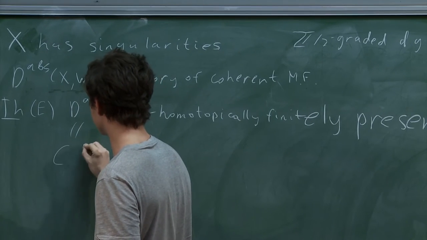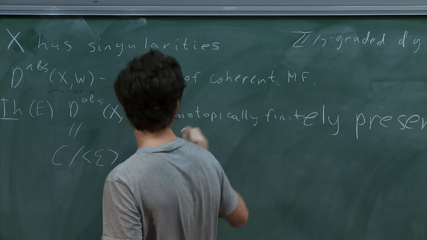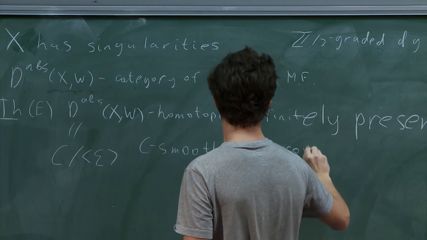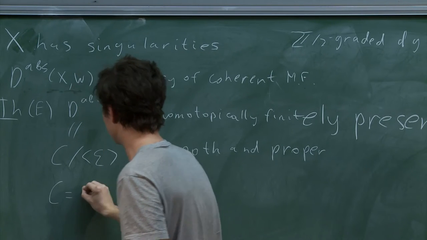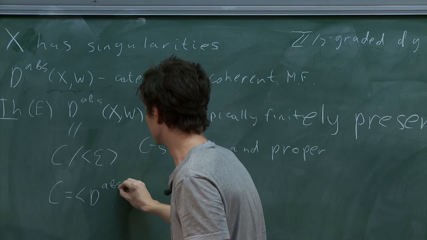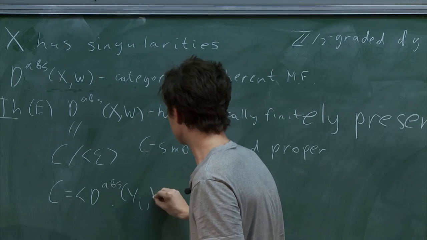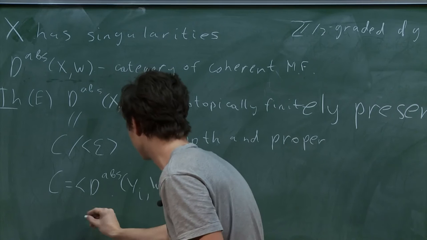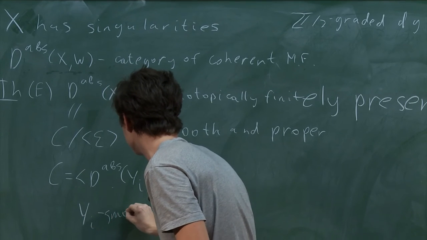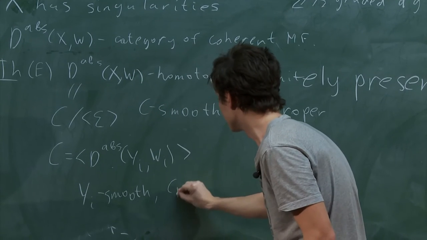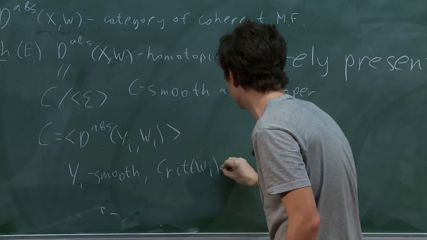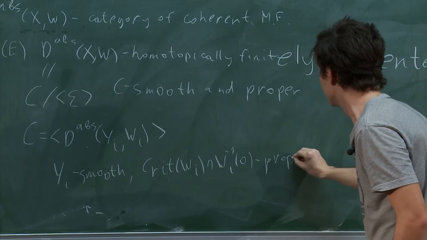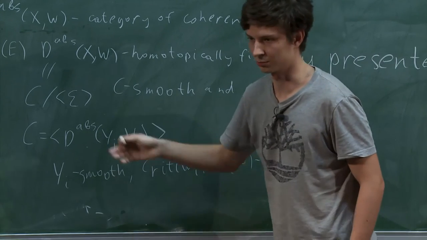We have an analogous result that it's a quotient of something smooth and proper, also Z2 graded. And this category, again, has a same orthogonal decomposition into categories of matrix factorizations on some Y_i and W_i. And here you have additional assumptions then that Y_i is smooth, and the critical locus of W_i in the fiber over zero are compact, proper. And this guarantees that these categories are smooth and proper.